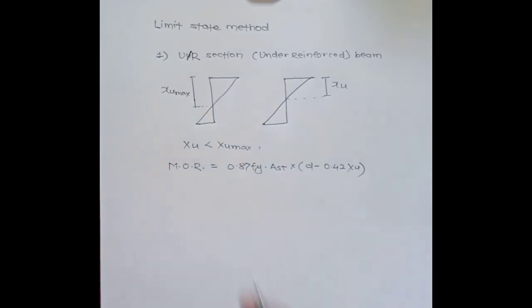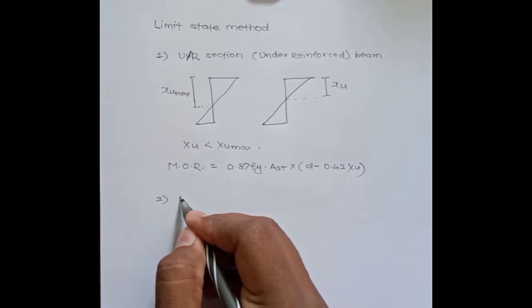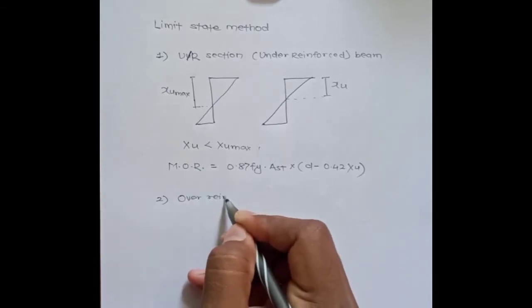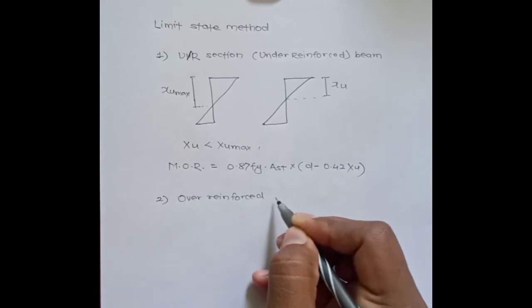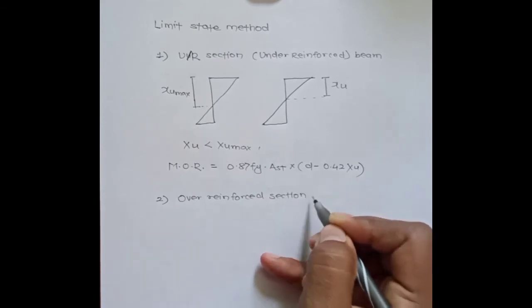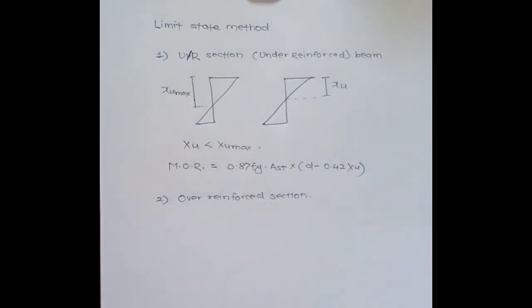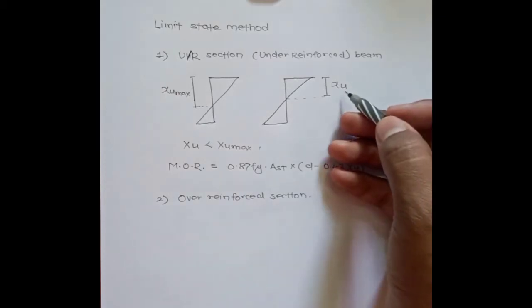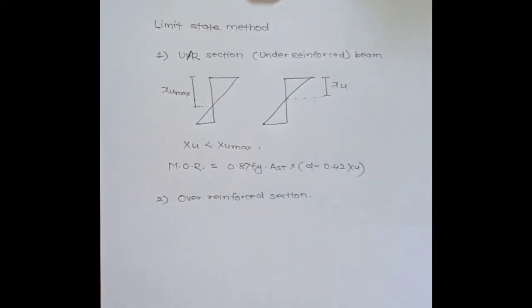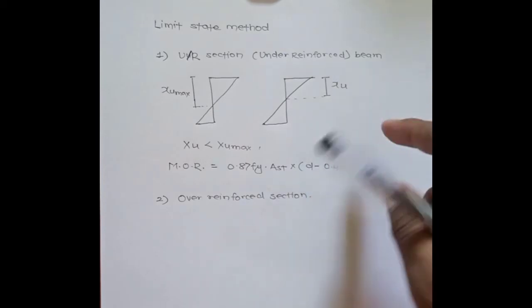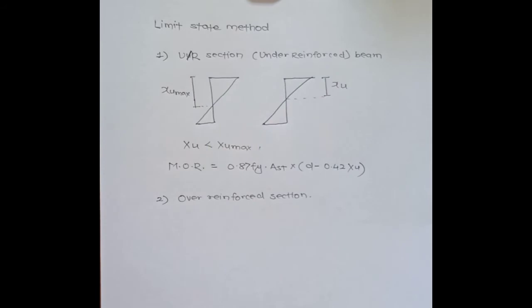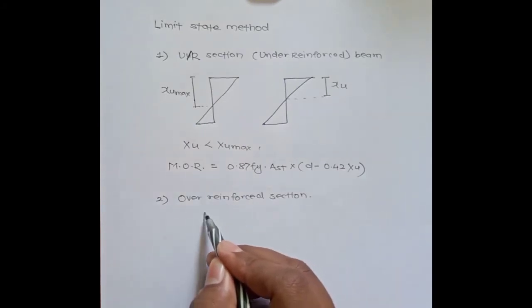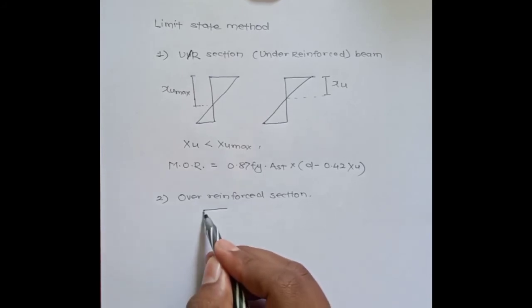Now the second condition is the over reinforced section. These two conditions are the same as we saw in the working stress method. We just change the notation and the formula. There is a change in formula, but what is common in this and the working stress method is that the name is common in both cases.